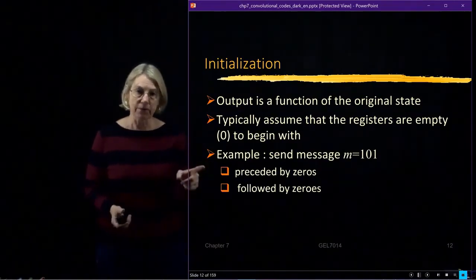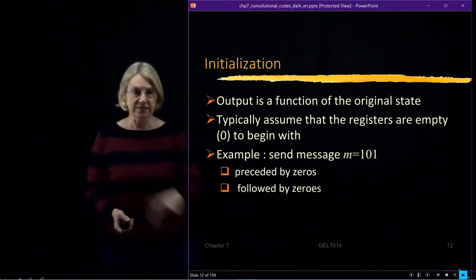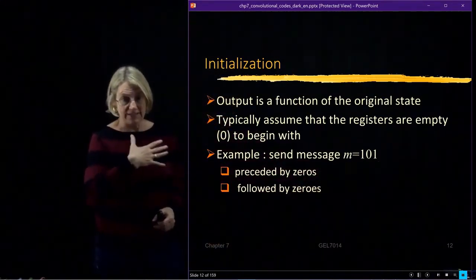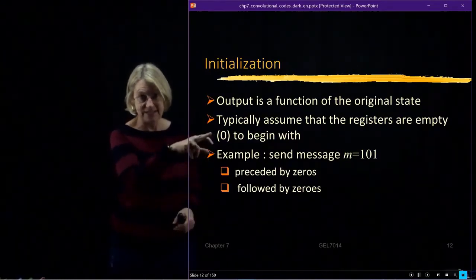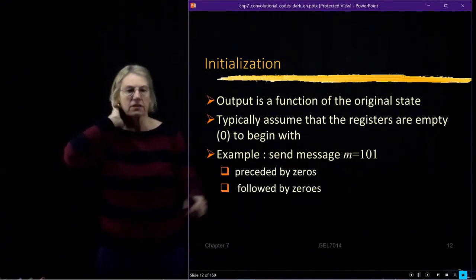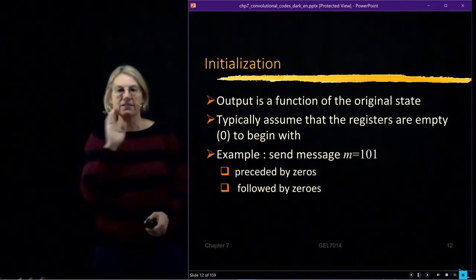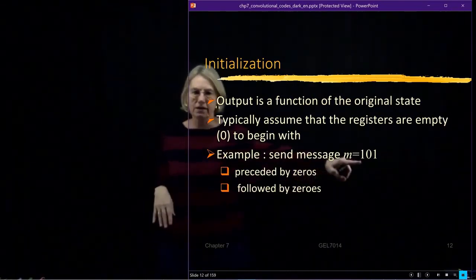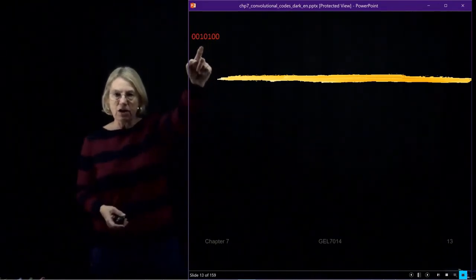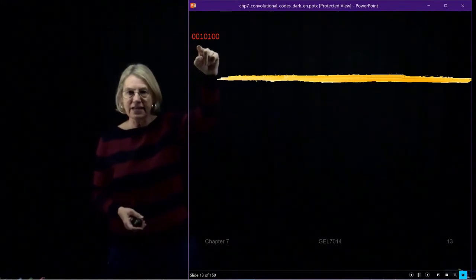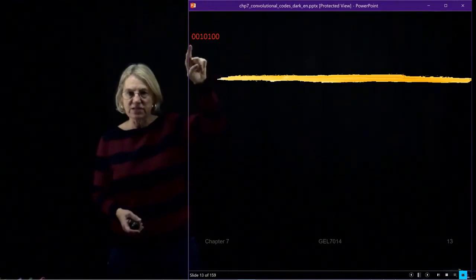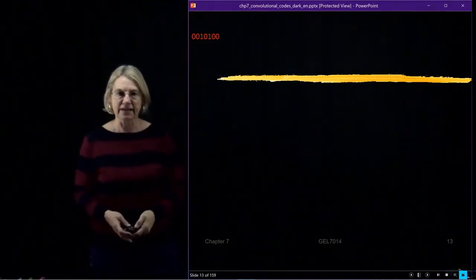So I'm going to show you an example, and in this example I'm going to send 3 bits. I'm going to send 1, 0, 1. Now, in order to show you the coding process, I have to have it preceded by zeros, that's the initialization. And in order to flush out all of the effects of memory, I also have to be followed by a bunch of zeros. Then I will see the tail end of the effect of encoding these 3 bits. So here is the sequence that is going to go into my encoder: the preceding 2 bits, the actual message that's being transmitted, and the final zeros at the end.